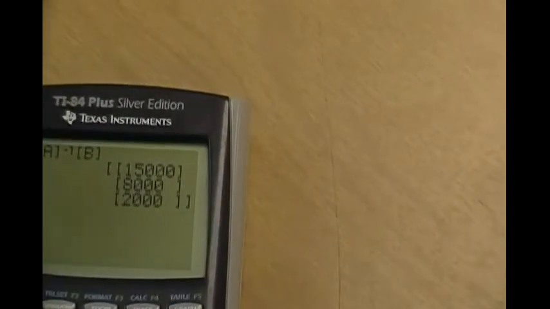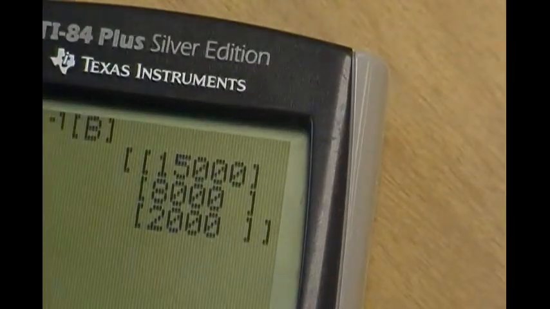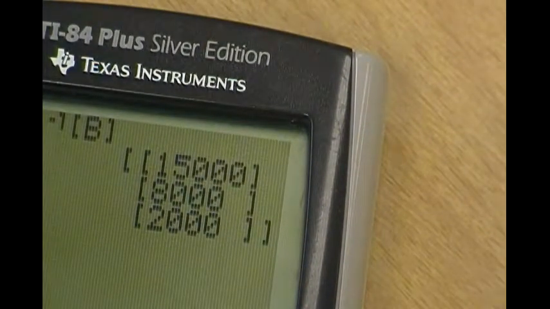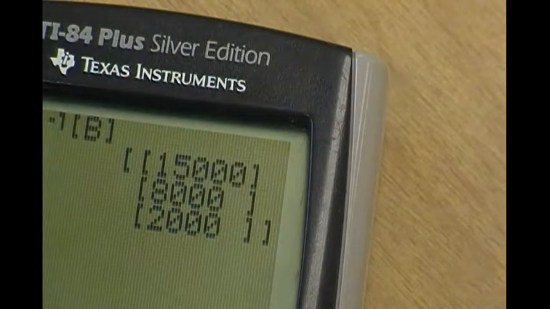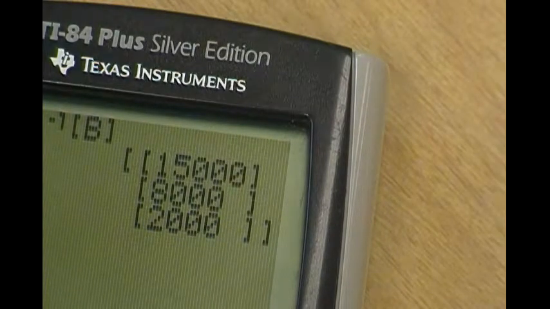So I ended up with, or at least this is what I started with, $15,000 in the money market account. There was $8,000 in the bonds and $2,000 in the mutual funds when John inherited that money. So please make sure that in your notes you're writing down what each of these represents, and not just X, Y, and Z, but $15,000 in the money market, $8,000 in the bonds, and $2,000 in the mutual funds to fully answer this question.